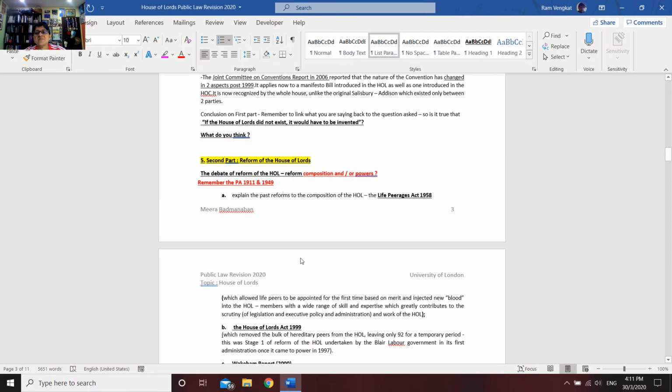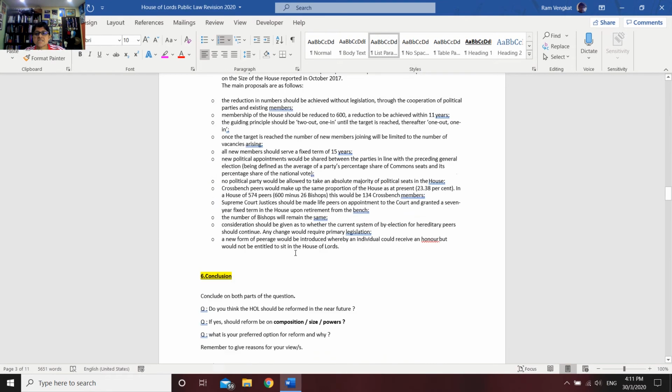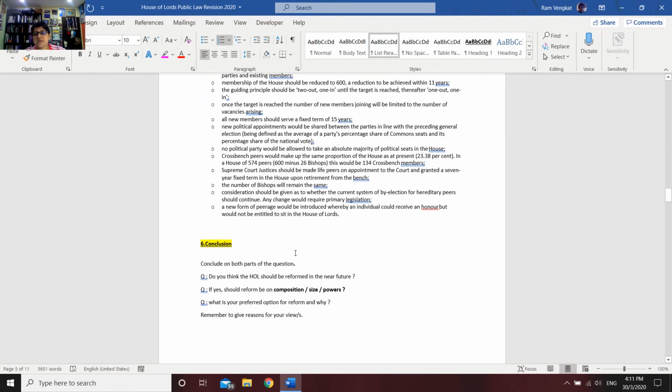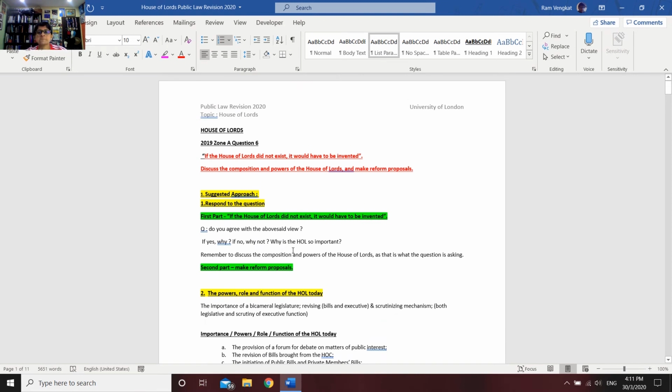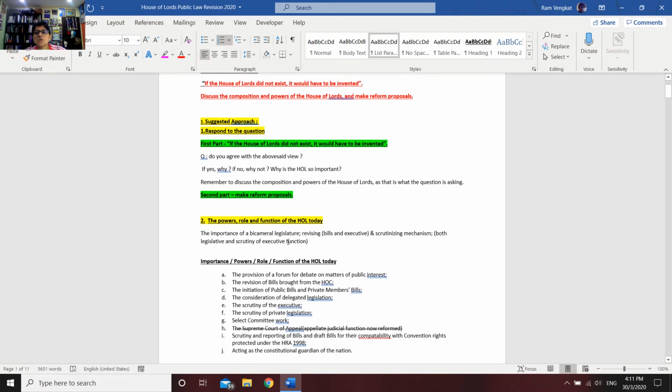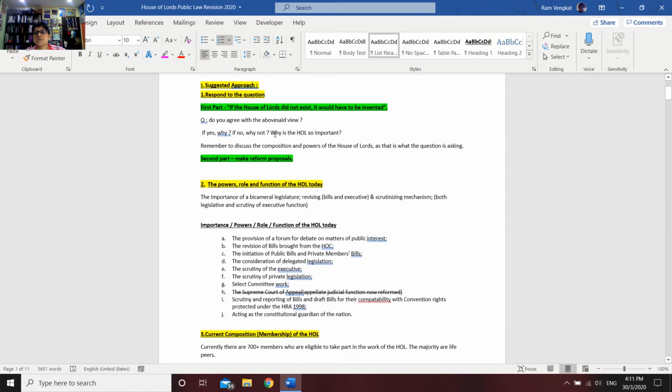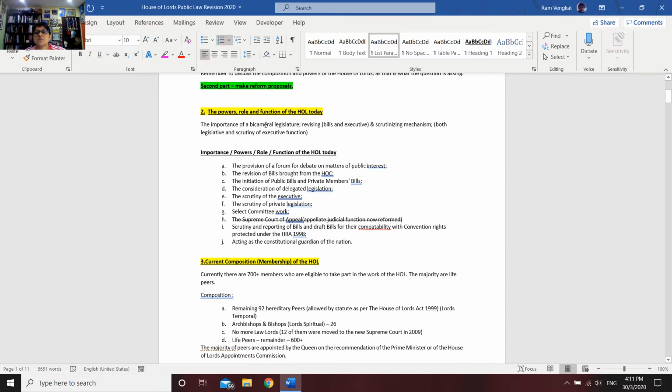So number 5, the second part, the reform of the House of Lords. And number 6, that brings me nicely to my conclusion. All right, so 6 parts to my answer. I now go back to page 1. Right, so we've already responded, so I'm done with number 1. Let's go on to number 2.